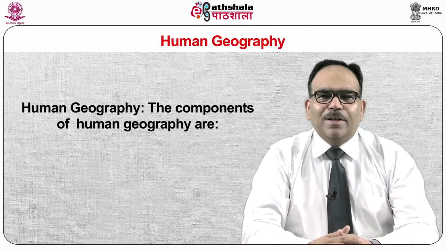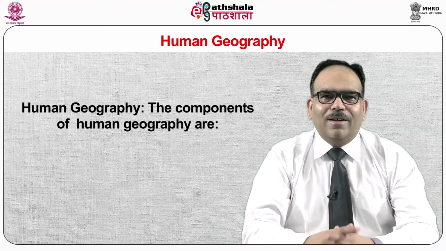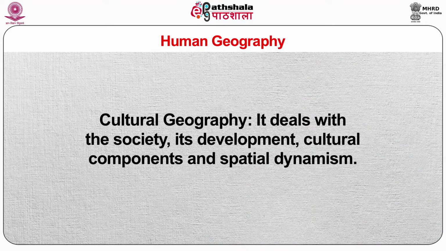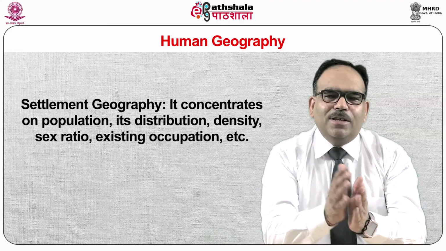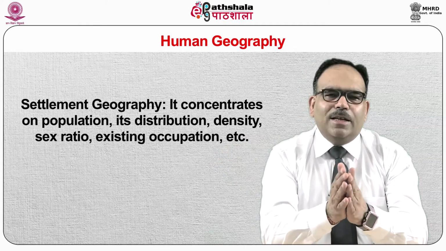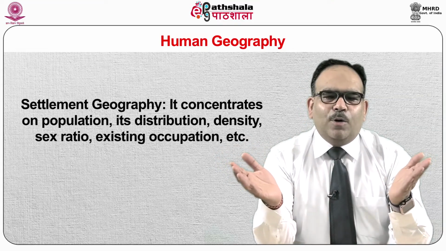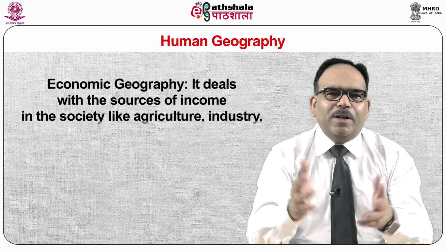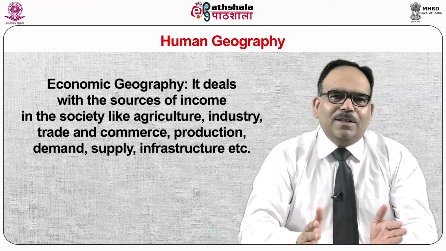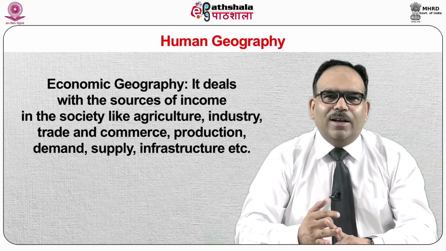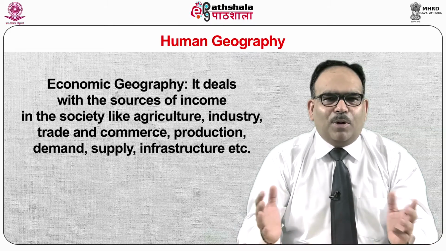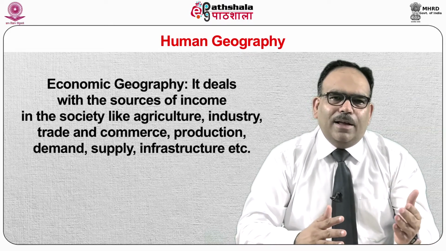Human geography. The components of human geography are cultural geography. It deals with society, its development, cultural components and spatial dynamism. Settlement geography. It concentrates on population, its distribution, density, sex ratio, existing occupation, etc. Economic geography. It deals with sources of income in the society like agriculture, industry, trade and commerce, production, demand, supply, infrastructure, etc.